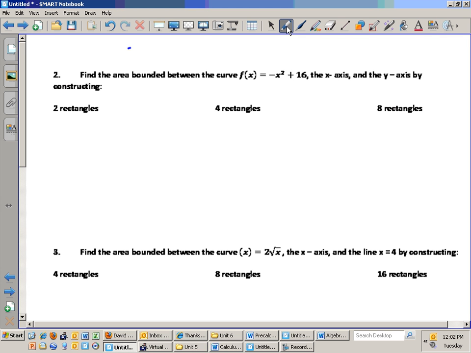Find the area bounded between the curve f of x is negative x squared plus 16, the x-axis, and the y-axis, by constructing two rectangles, 4 and 8, okay? So here we go. First, I'm just going to get a general picture of what this actually looks like. X and y-axis. Anybody know what negative x squared plus 16 actually looks like? Up at 16, goes down, crosses the x-axis at 4. If you don't know that, you're going to have to figure that out, but that's something that we hope you remember, and if you don't, my apologies.